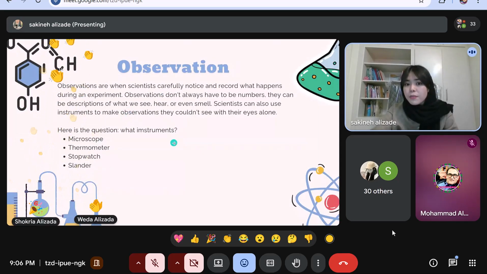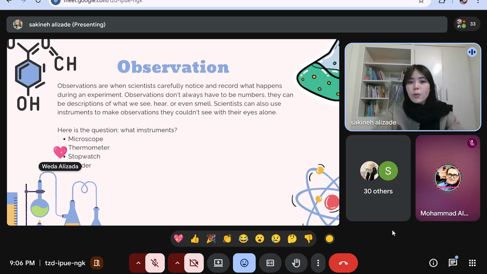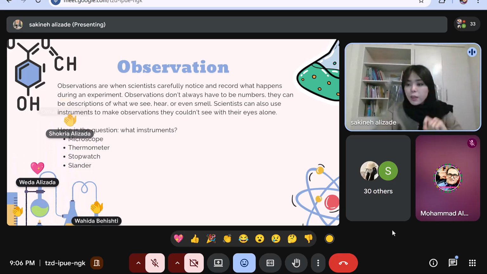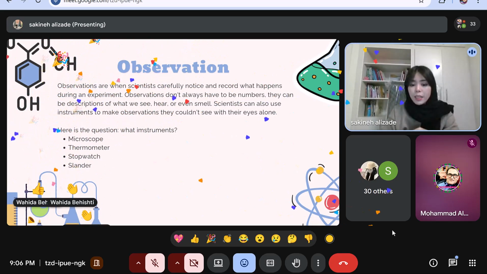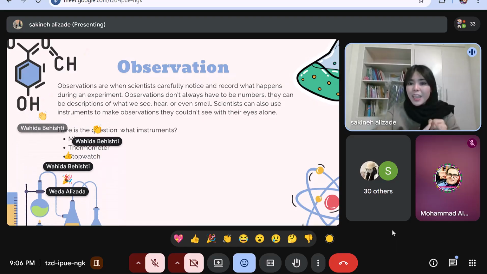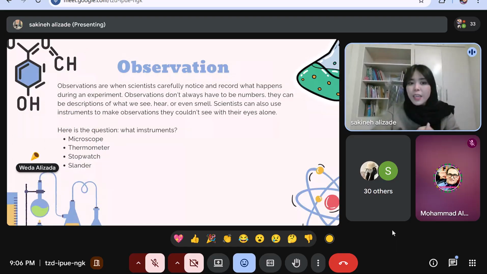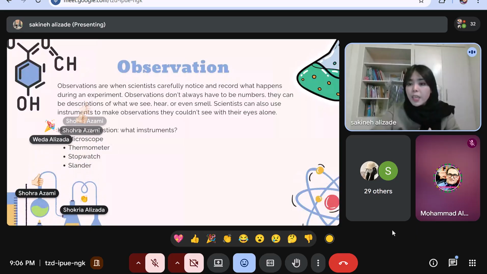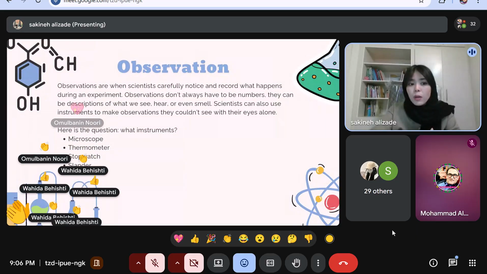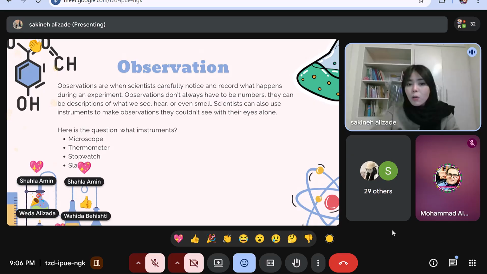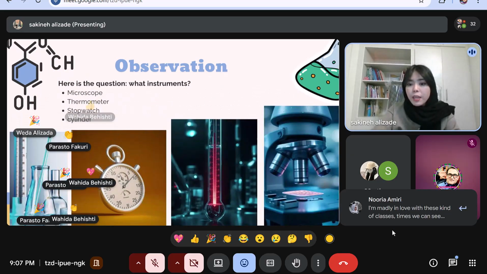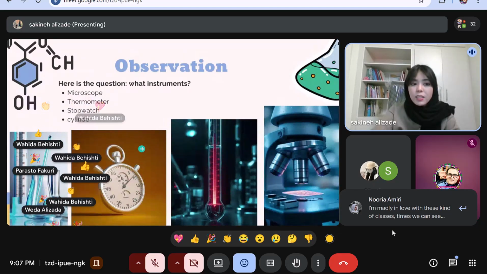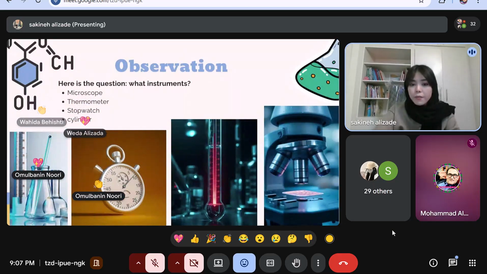And then we have observation, as our previous friends also explained. Observation is the careful way of noticing and recording data. We can collect numbers, and we can also record what we see, what we hear, or even what we smell. But the question here is how we can observe even better. We can use tools like microscopes, thermometers, cylinders, and stopwatches for better observing.